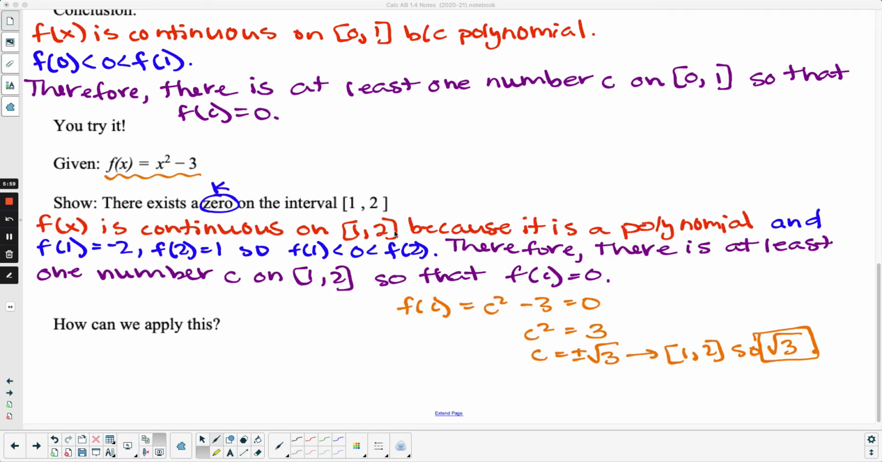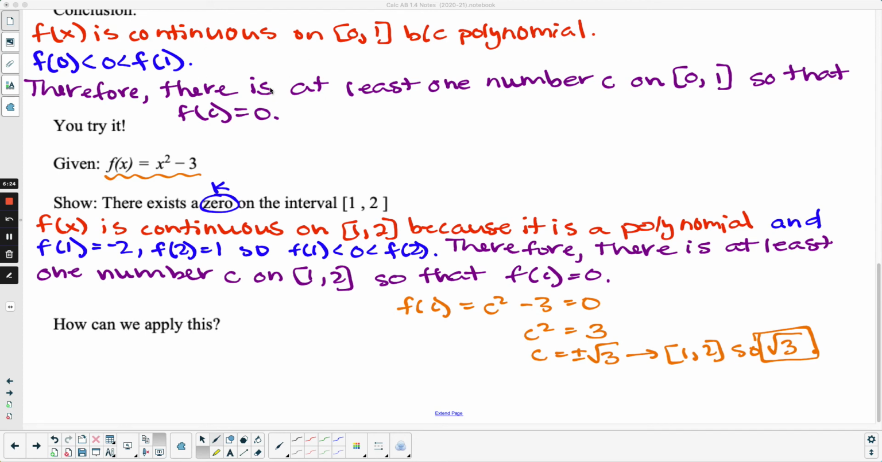All right, so you can see in red here, first we confirmed that f of x is continuous because it is a polynomial. And f of 1 is equal to -2, f of 2 is equal to 1, so therefore 0, the proposed k value, is between f of 1 and f of 2. Therefore, there is at least one number c on 1 to 2, so that f of c equals 0.